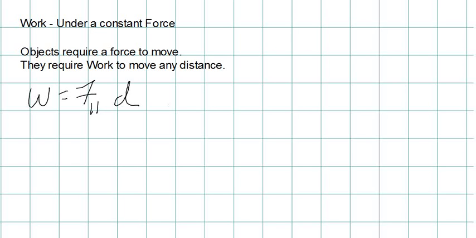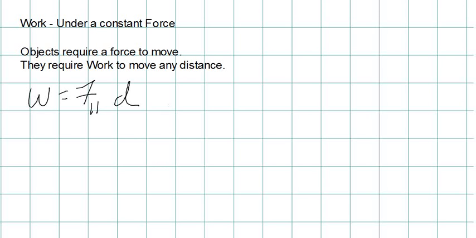Alrighty, in this video I'm going to introduce you to the concept of work, specifically work done by a constant force. The main concept to get in this section is that objects require a force to move, Newton's first law, that's just inertia, and they also require work to move any distance. Now the main equation we're going to have for this section is that work equals force times distance. Specifically, it's force that is parallel to the distance.